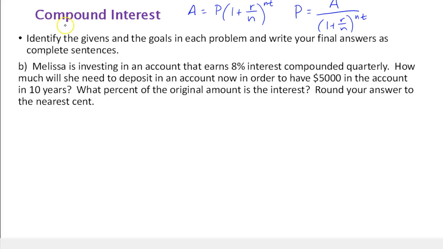In this video, we're going to look at a compound interest problem. Identify the givens and the goals in each problem and write your final answers as complete sentences. So let's highlight our givens and goals.